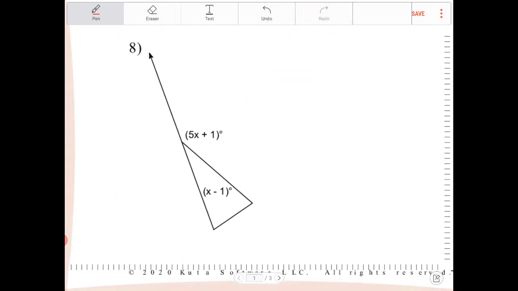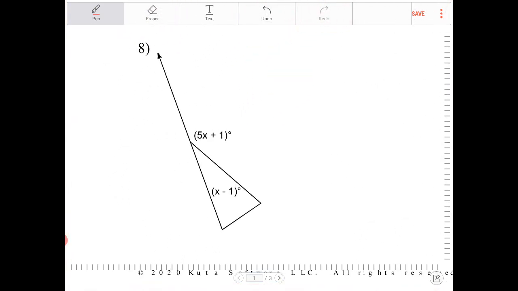Okay, moving on. This is drawn a little strangely, but this angle here is associated with that angle there. Okay, so again, I'm dealing with a linear pair. I have 5x plus 1 plus x minus 1 is equal to 180 because, again, it forms a straight line. So therefore, I have 6x is equal to 180. Divide by 6, x is equal to 30.